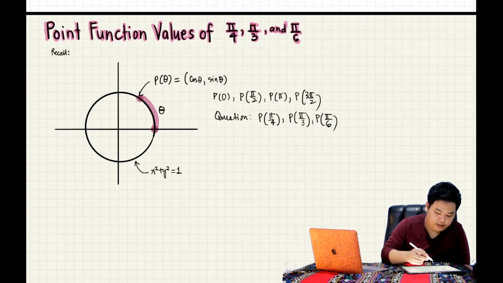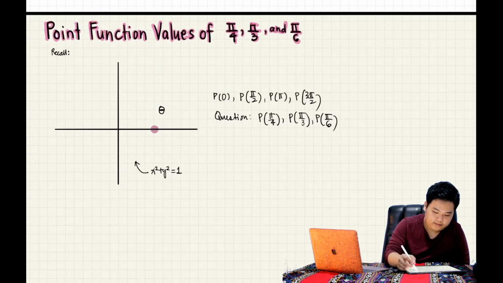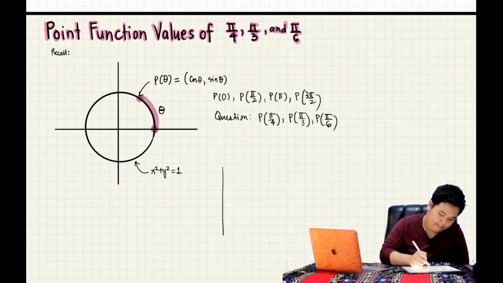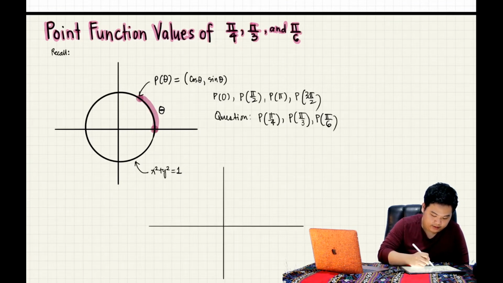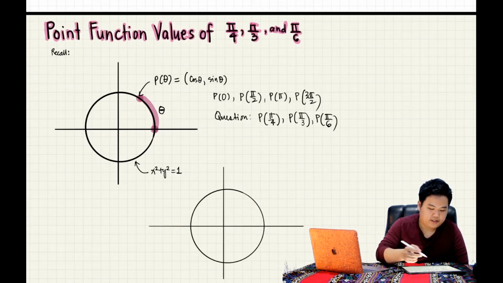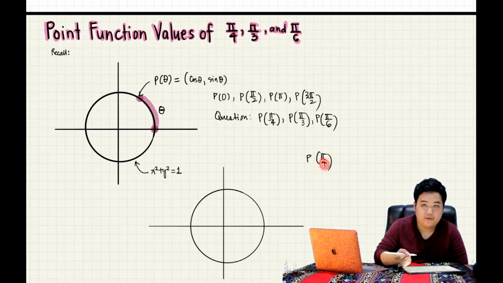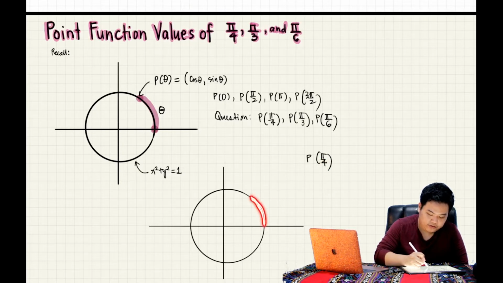So let us draw our unit circle again. Erase na lang natin. Okay, and let's say this is our unit circle. So this is for P of pi over 4. Sabi natin, kapag pi, it represents this semicircle divided by 4. So somewhere ito lang yun. Okay? Somewhere andito si P of pi over 4.